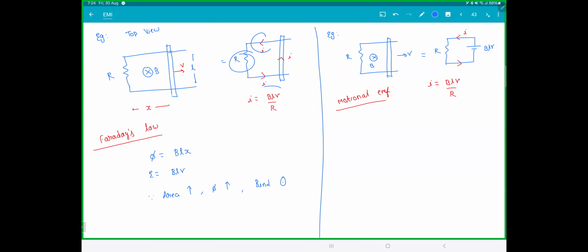Is it near the resistor? Is it in this wire? This wire? Faraday will say, I have no idea. I can tell you only the EMF in the loop. But motional EMF will say, because the rod is moving, all the battery is only on the rod, and the remaining wires don't have any EMF.